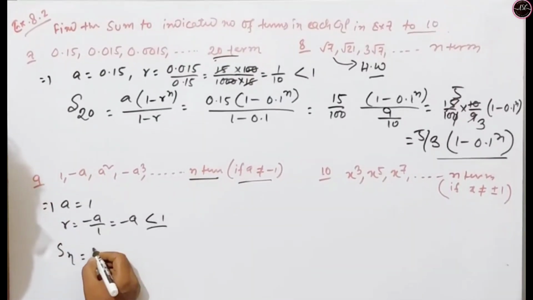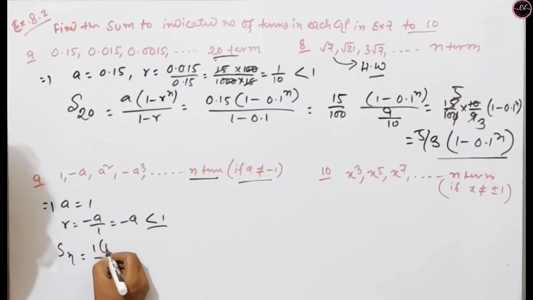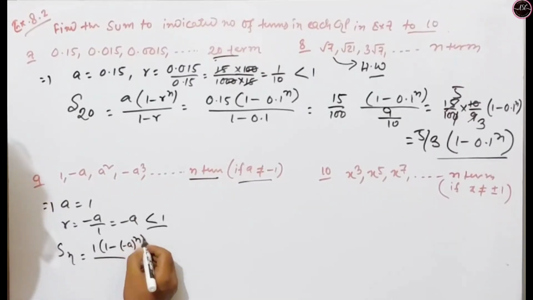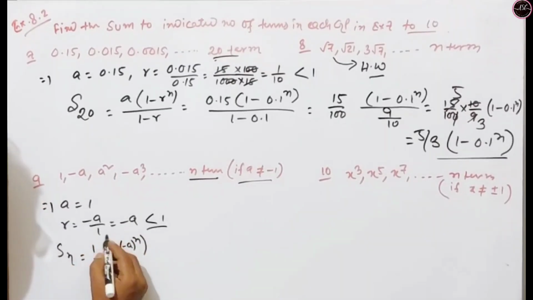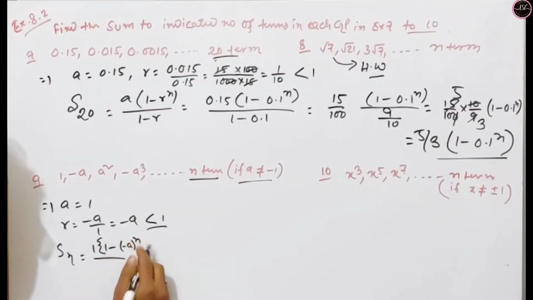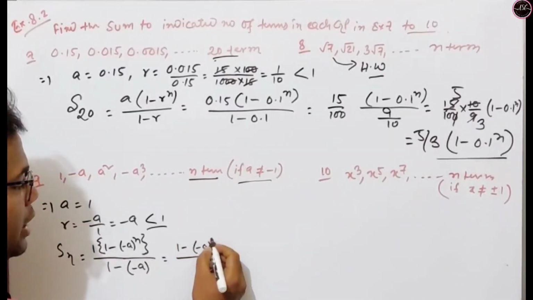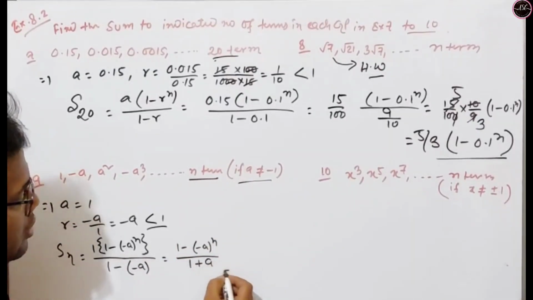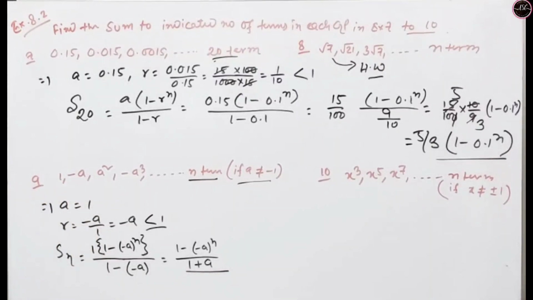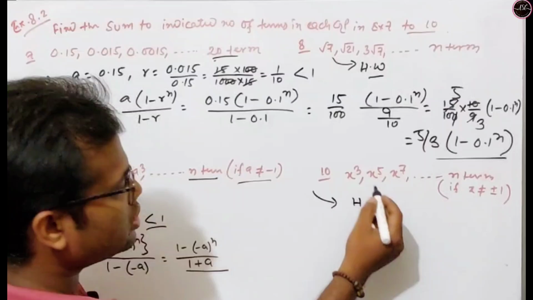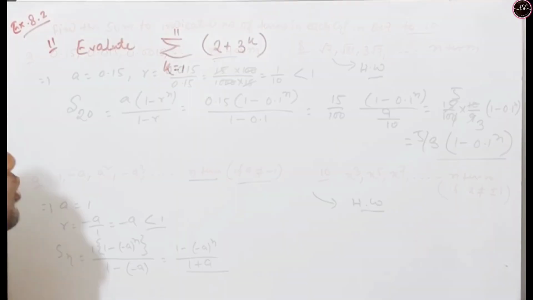So here a equal to 1, and r equal to minus a, to the power n in the second bracket, divided by 1 minus (minus a). So that will be (1 minus (minus a) to the power n) divided by 1 plus a. That will be your answer. Okay, now this is your homework. This is also easy.